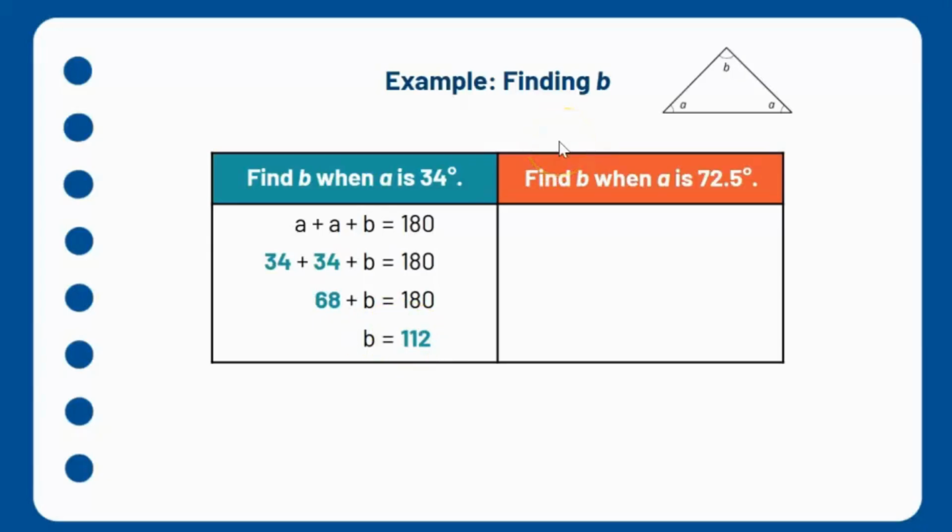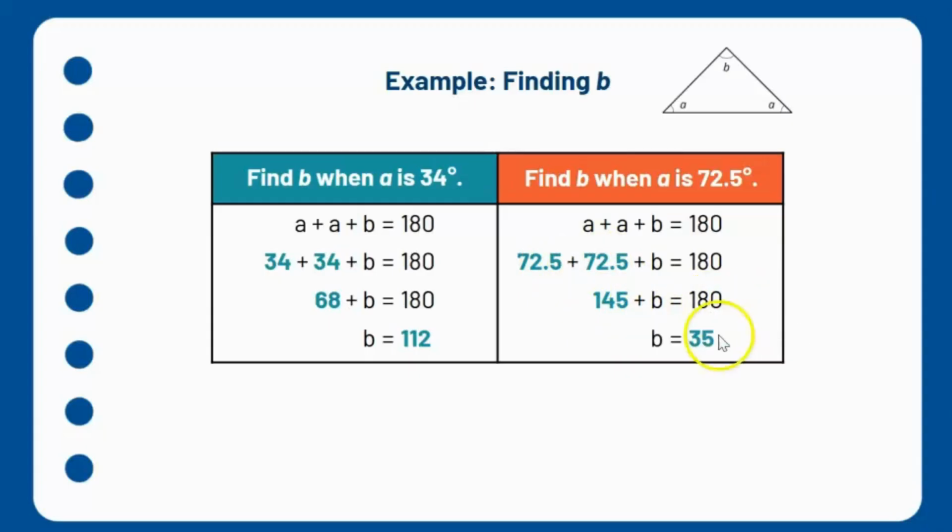Next, we're going to find B when A is 72.5. Since we're still referring to the isosceles triangle, we'll continue to use the relationship A plus A plus B equals 180. We substitute 72.5 in for each of the A's, and it's 72.5 plus 72.5 plus B equals 180. Combine our 72.5s, we get 145 plus B equals 180. Lastly, we need to subtract 145 from both sides, which gives us B equals 35.